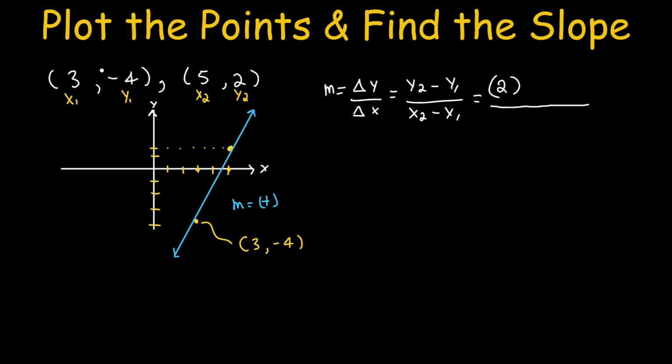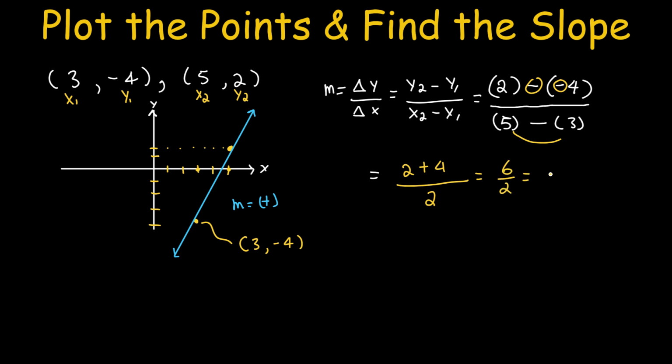For example, here we have -4, so it's minus, and then -4 in the parentheses. You see, it looks organized and makes you see what is going on. And x2, which is 5, and x1, which is 3. Next, you see over here we have a negative and a negative. That's a positive, so that will be 2 plus 4. And now we have 5 minus 3, which is 2. Adding 2 plus 4 gives 6, divided by 2. And 6 divided by 2 is 3.